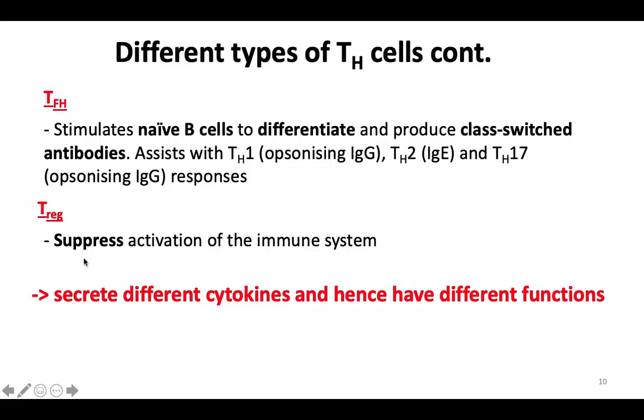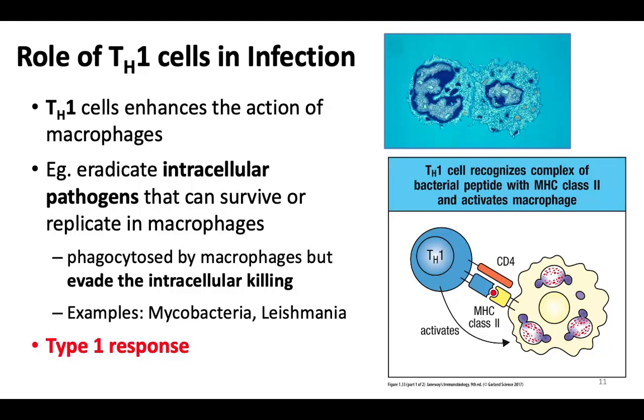So just look at a bit of detail of Th1. The immune response caused by Th1 is called type 1 response. Th1 cells secrete interferon gamma, interleukin-2, interleukin-10, and TNF-alpha to activate macrophages. That is to kill intracellular pathogens, including viruses.